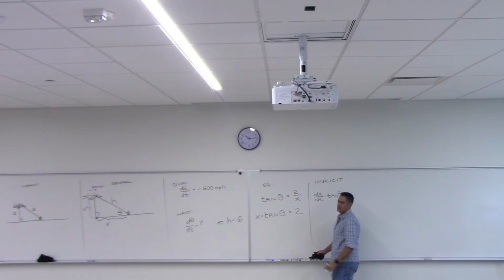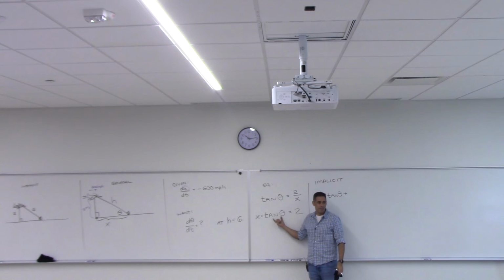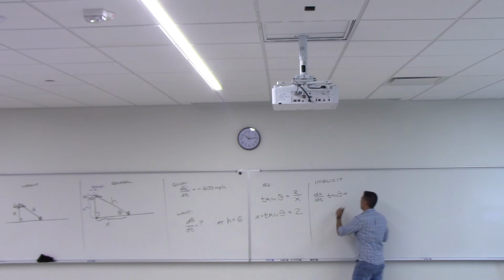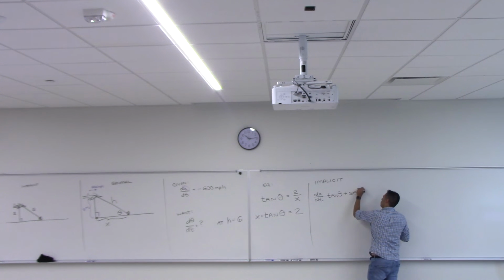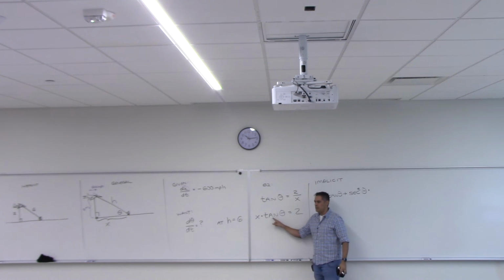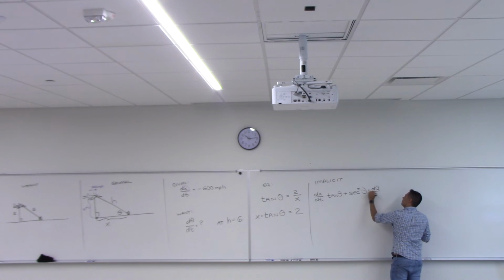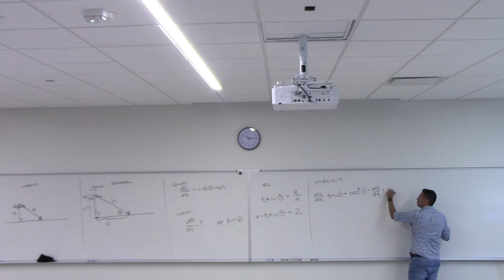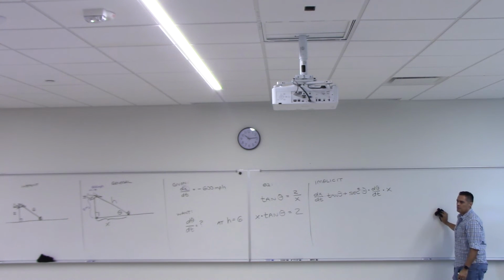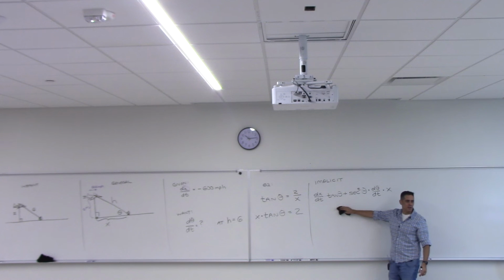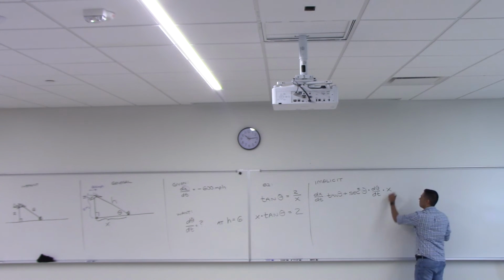plus, now the derivative of tangent of something. What's the derivative of tangent? Secant squared. Ooh, this is the part most students miss. You did the derivative of tangent, now you have to take the derivative of theta: d theta dt. Am I done? Times x. Finish up the product rule. Very good. That is the product rule on the left side of the equation. Equals 0.